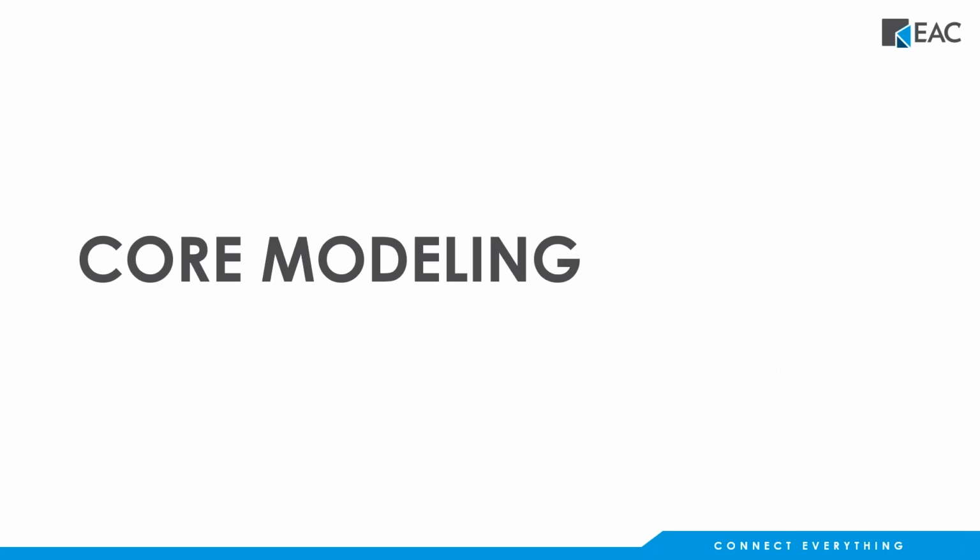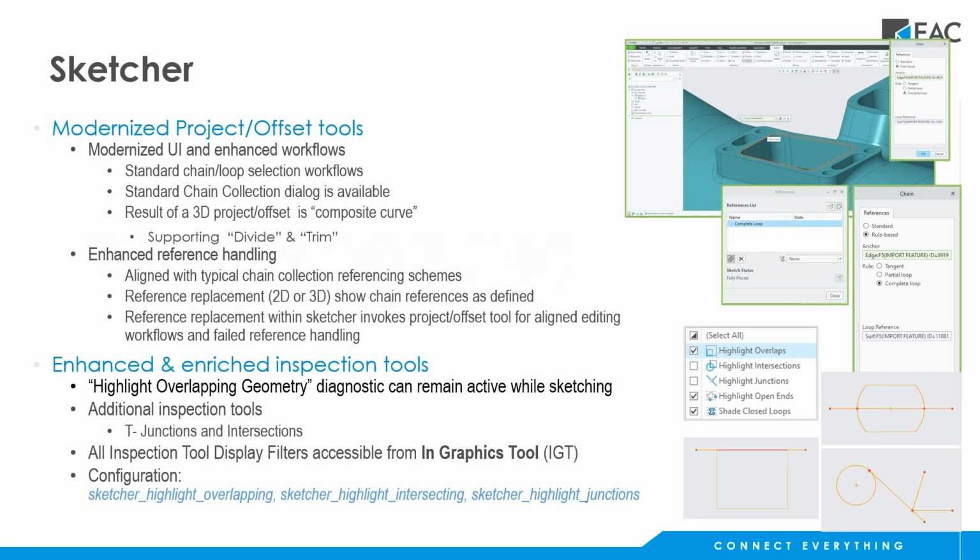All right, now getting into the core modeling updates. So there's been some enhancements with the sketcher specifically. We now have a modernized project and offset tool where we can now use chain and loop selection workflows within our project and offset sketcher tools, whereas in the past we weren't able to do that.